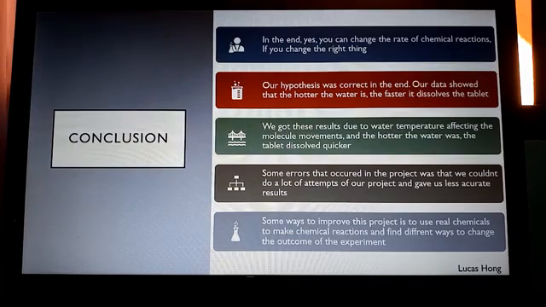Some errors that occurred in the project were that we couldn't do a lot of attempts that would give us accurate results. Also, we only tested it on water. We could also have tested it on juice and other beverages. Some ways to improve this project are to use real chemicals to make chemical reactions and find different ways to change the outcome of the experiment.